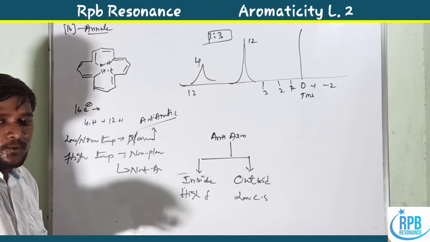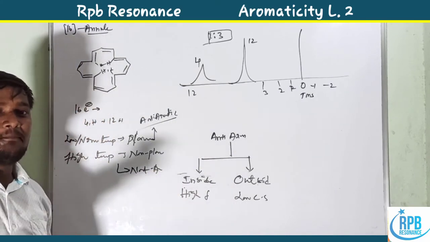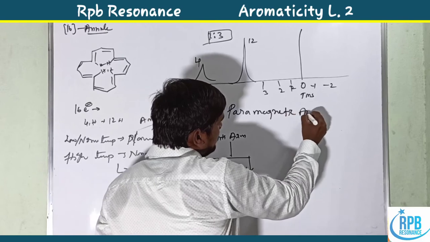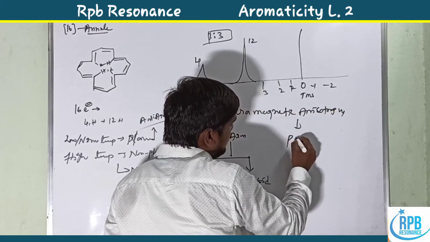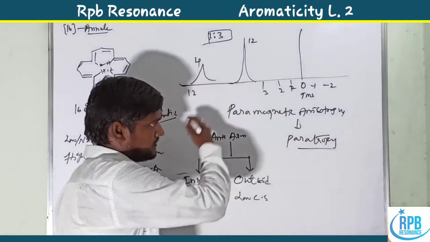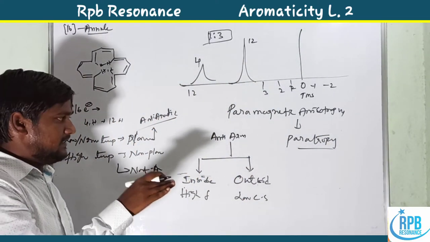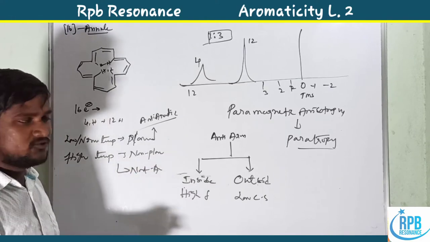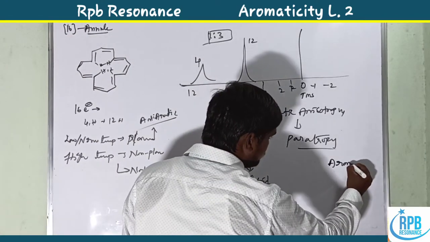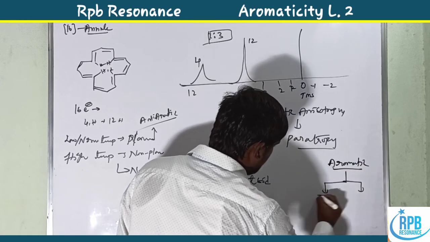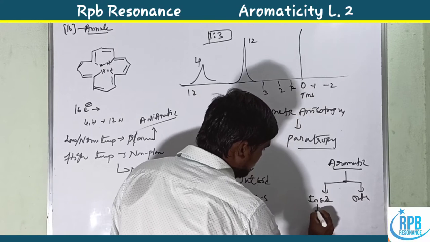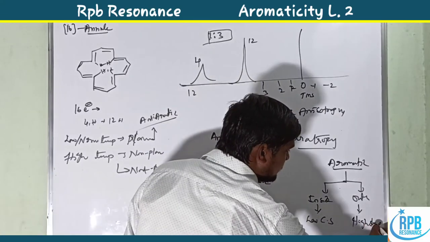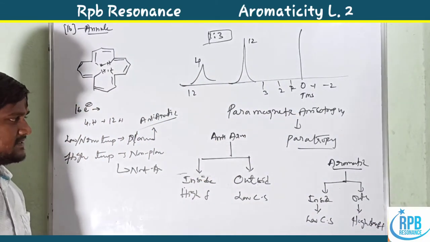The inside protons have a higher chemical shift value due to paramagnetic anisotropy, simply called paratropy. All those terminologies are explained in the next video, proton NMR in aromatic compounds, so don't bother about them now. In an aromatic system it is quite opposite: the inside protons have a very low chemical shift value and the outside protons have a high chemical shift value. If you remember one, the other is very easy.